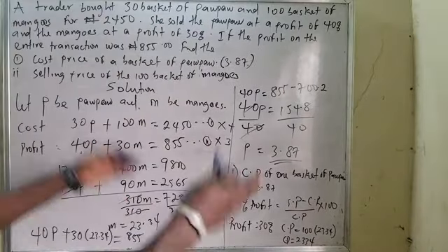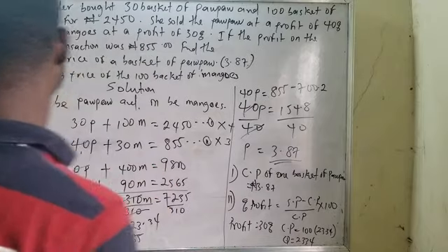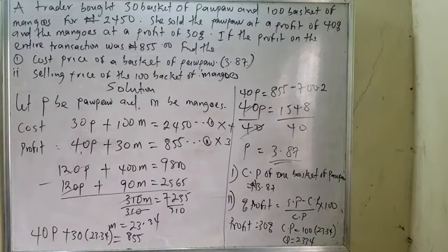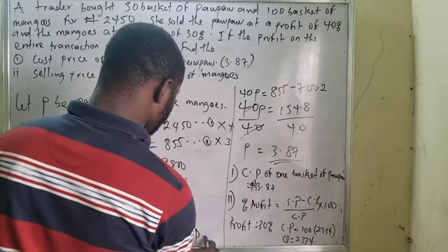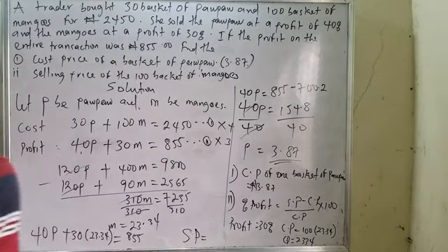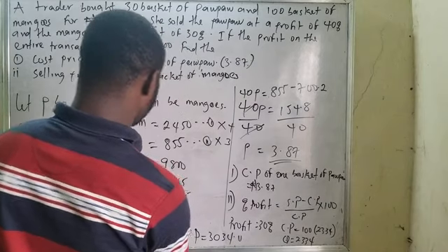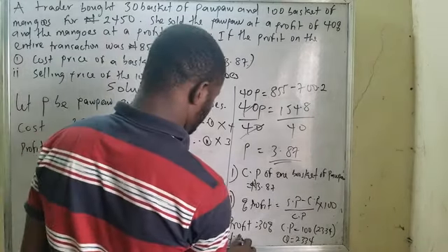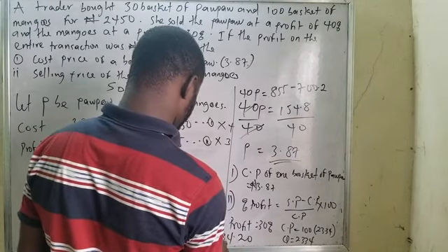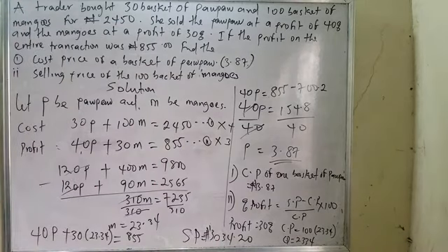Now, by so doing this, I think I can put those values there, and you generate your cost price. By so doing that, your selling price, by solving it by hand, you have 3,034 naira 20 kobo. That is what you are going to have as the cost and the selling price.